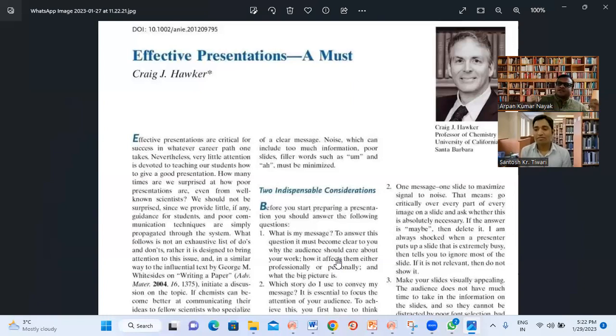So not that you can apply, you can, or you all these things you will do it, and all these things you'll incorporate. That is also not required for a good, effective presentation, that is also not important. Also, he tries to put the message clearly in this paper.